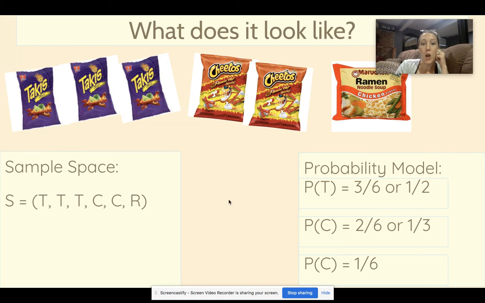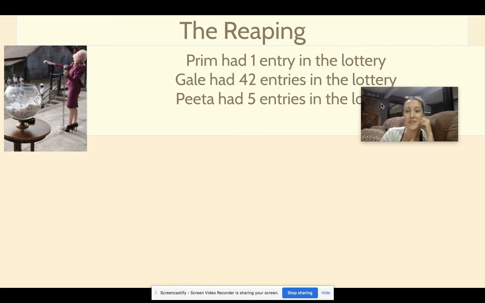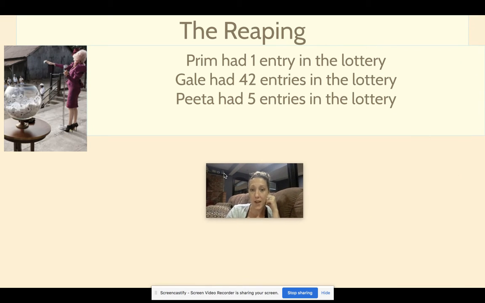Okay. All right. So we're going to get a little bit more into your turn with this. Let's consider the reaping. Prim had 1 entry. Gale had 42 entries. Peeta had 5 entries. Now, I'm not going to make you write out the sample space for this because it would be so annoying. Because what can you not do? Yeah, you can't do it the easy way. This is how you would have had to write out the sample space.